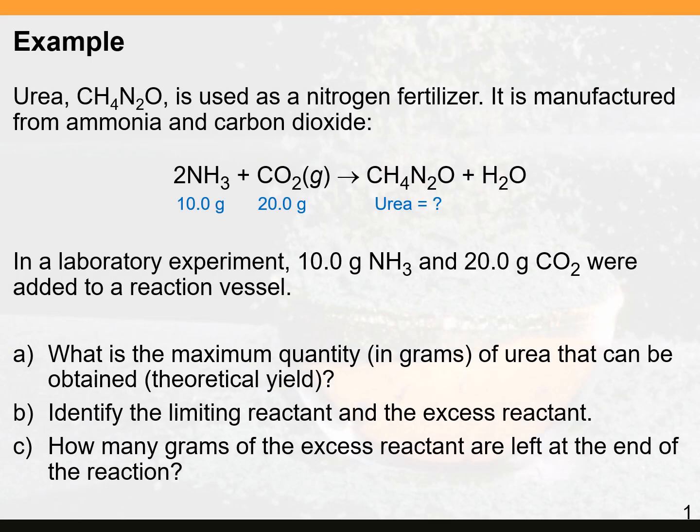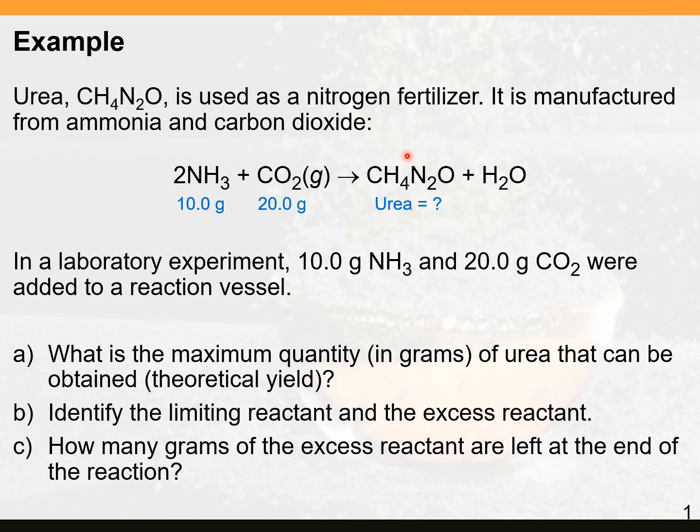Let's solve a limiting reactant problem that asks for the theoretical yield, the limiting and the excess reactants, and the mass of the excess reactant left over at the end of the reaction. The reaction given is the production of urea from ammonia and carbon dioxide. It's an important substance as it is used as a fertilizer in agriculture.